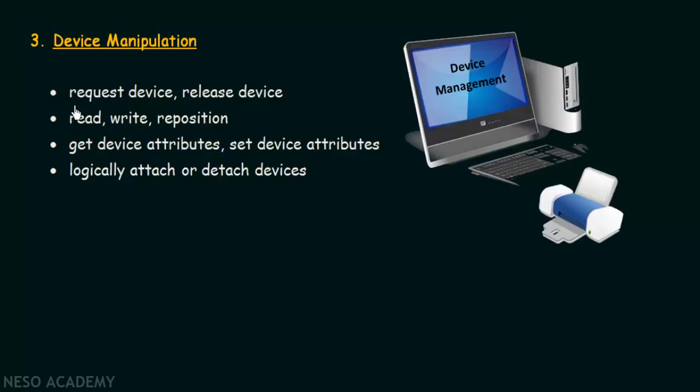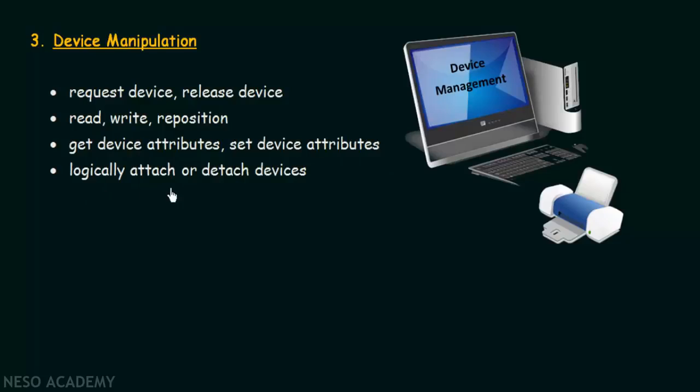So for example, we have request device and release device. A process may need access to a certain device. At that time it will need to request device. So request device is a system call, and after that particular process finishes using the device, that device has to be released. So that is what we mean by release device. Then similarly we have the read, write and reposition, same as above. Then we also have the get device attributes and set device attributes for getting and setting the device attributes.